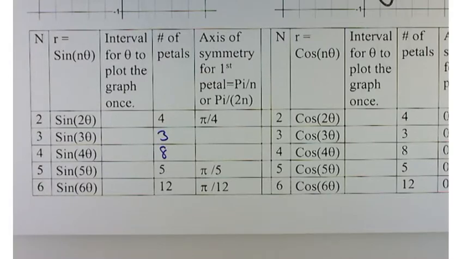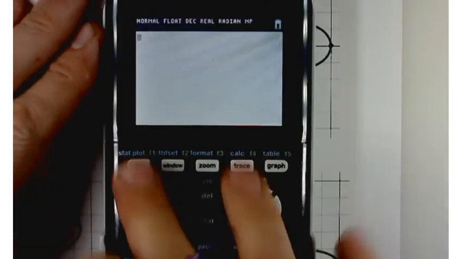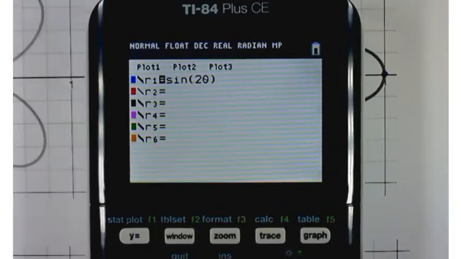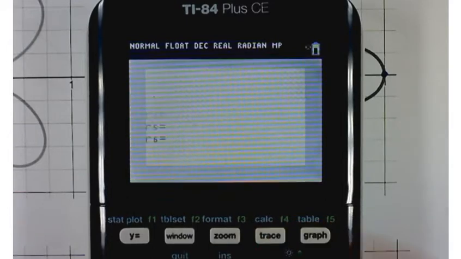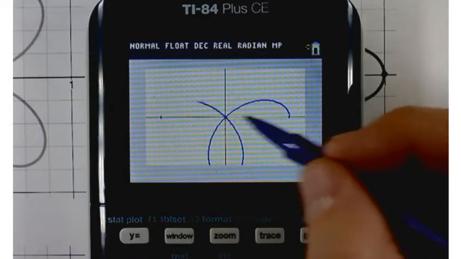Now when you're drawing these things, let's take a look at the cosine. So I'm just going to replace the sine of theta here with the cosine. Just type right over it, cosine of 2 theta. And then I should be able to hit the graph key. Notice where this one started out. It started out on the positive x-axis and then moved up here.